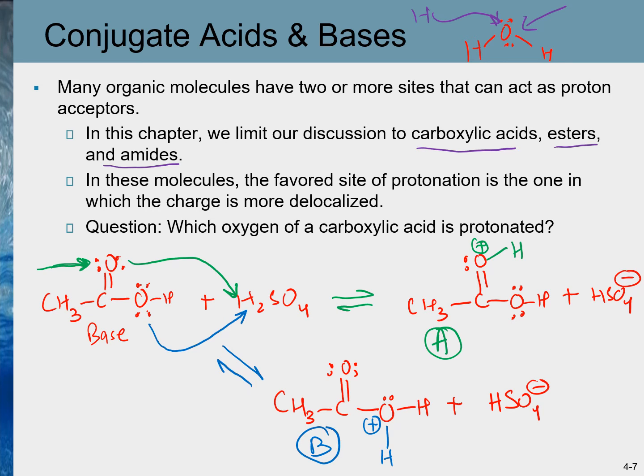Now the question is, which species, or which site, is the true proton accepting site? Do we have a 50-50 probability of getting both of these species A and B, or is one of them preferred over the other? The answer is that one of the species will be preferred, and the species which will be preferred is the one where the favored site is the one in which the charge is more delocalized.